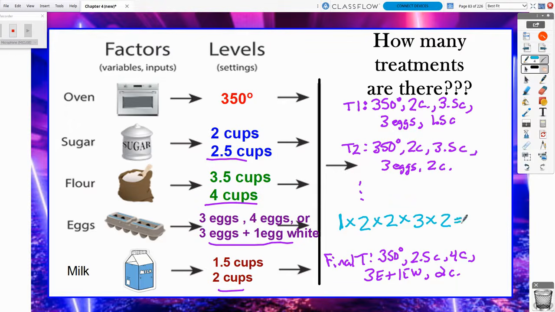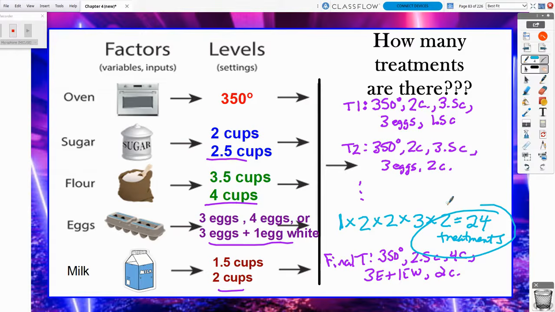And so we multiply all of those out. So 1 times 2 is 4, times 3 is 12, times 2. There's really 24 total treatments. And again, it's all that mixing and matching of the heat with the sugar, with the flour, with the eggs, with the milk. Now, again, we're not going to do anything near this crazy in terms of 24 treatments.